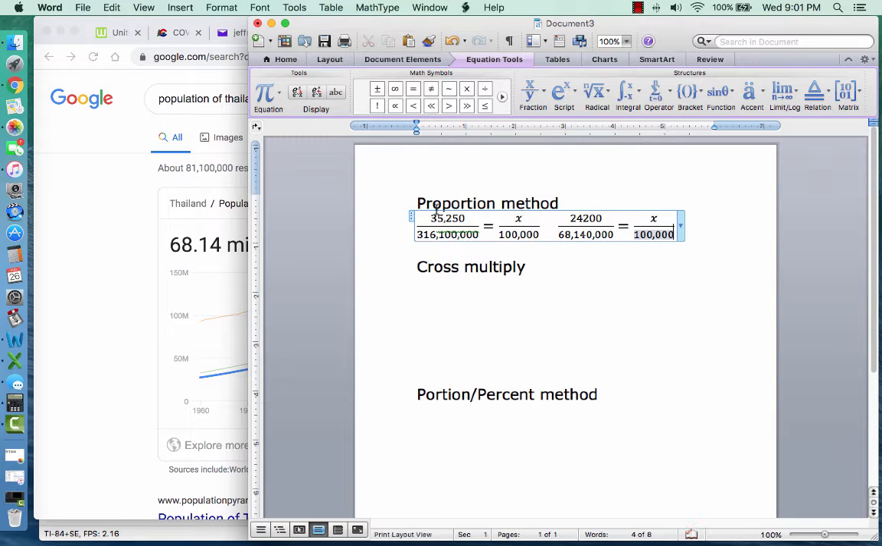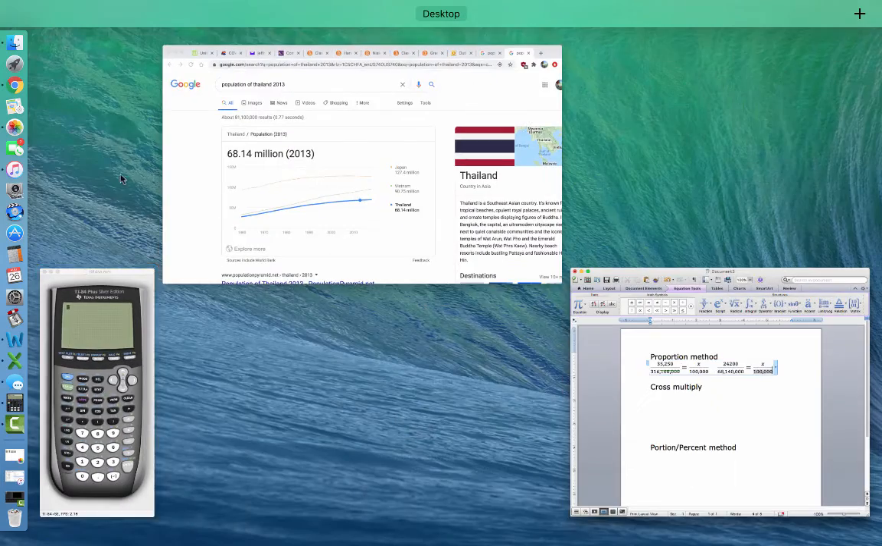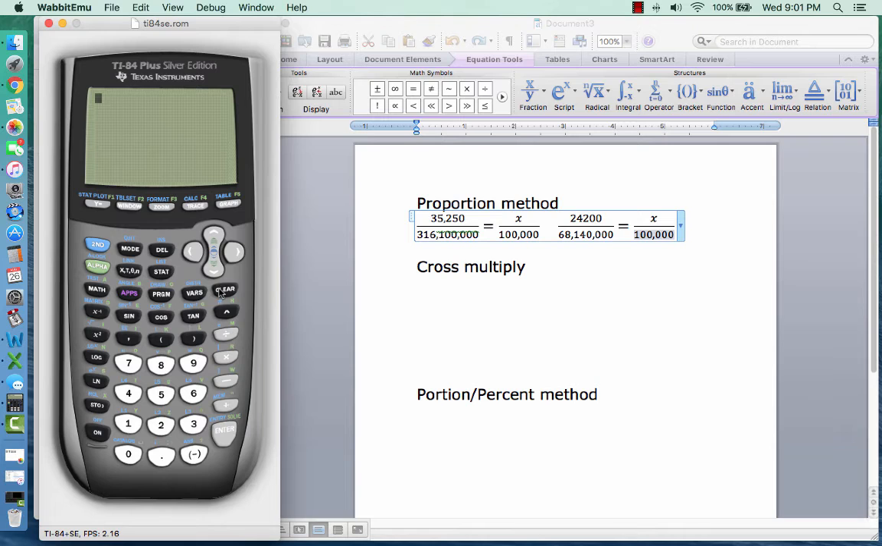So really the shortcut is to take these two numbers and multiply, because I'm going to get that equal to 316 million times x. Then I have to divide by 316 million. So I'm going to do that with the calculator here. I have to do first 35,250 times 100,000, and then divided by 316 million. Make sure I do this right.